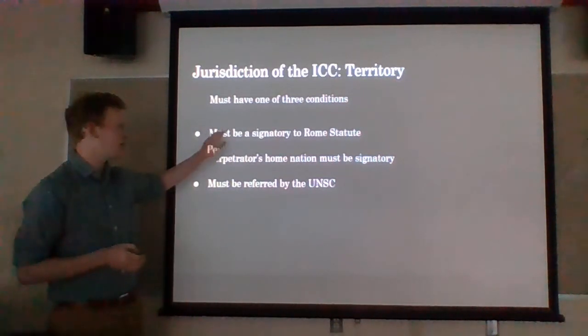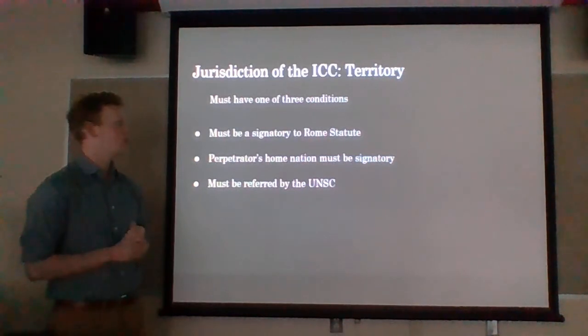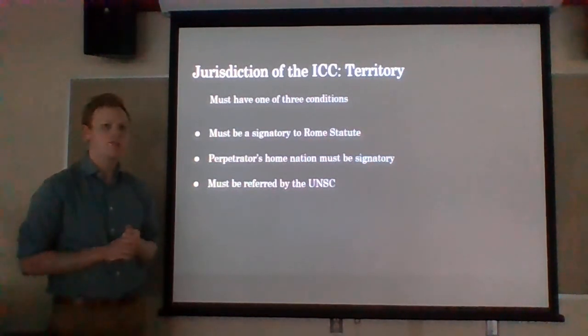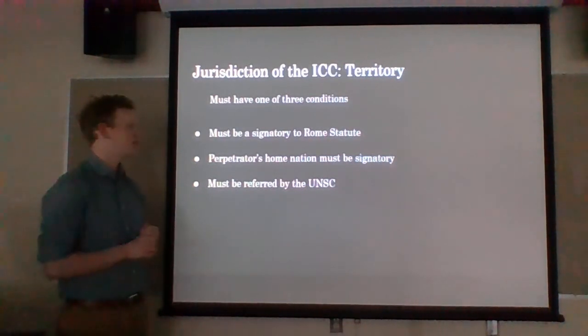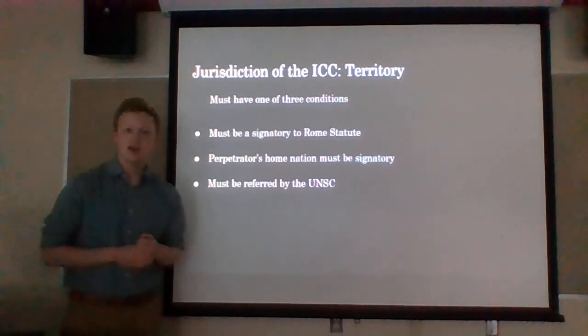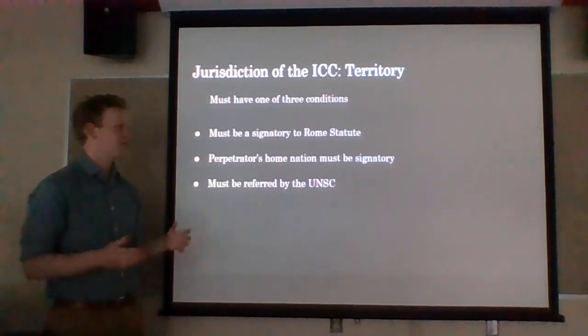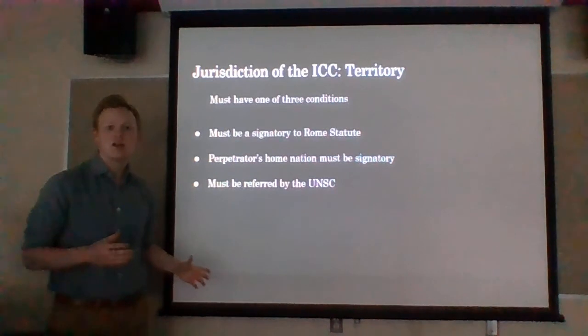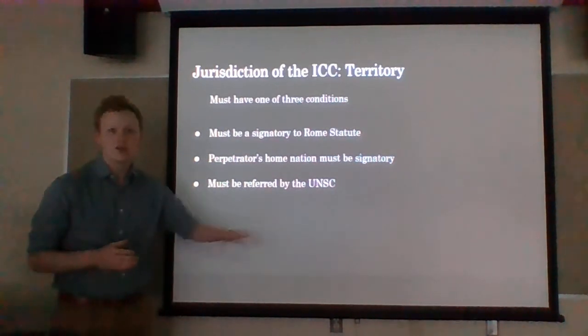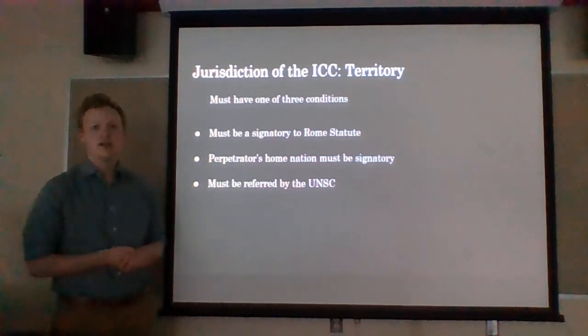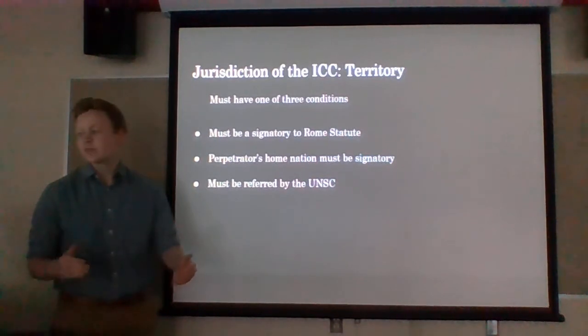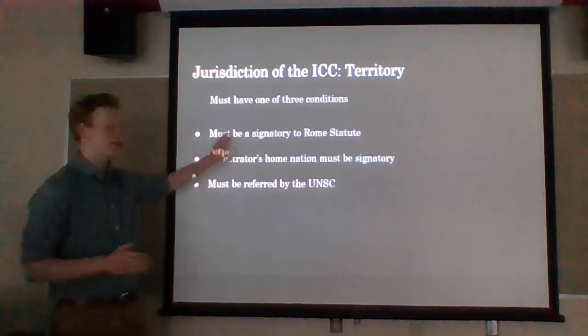First, a territory in which the ICC wants to operate must be a signatory to the Rome Statute. And so what this means is that if an atrocity happens outside of the territory of a signatory to the Rome Statute, then the ICC can't pursue that, at least for this aspect.